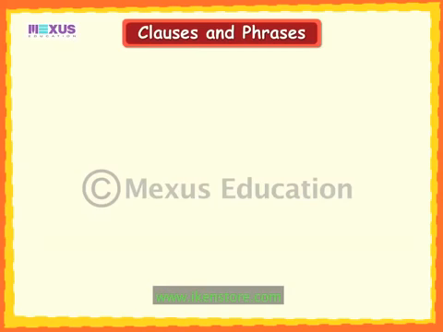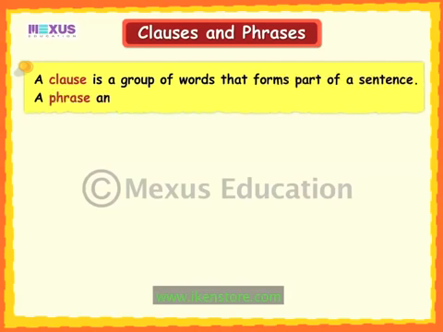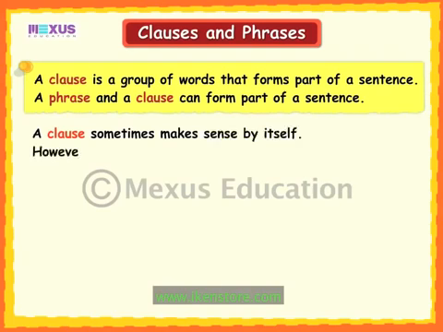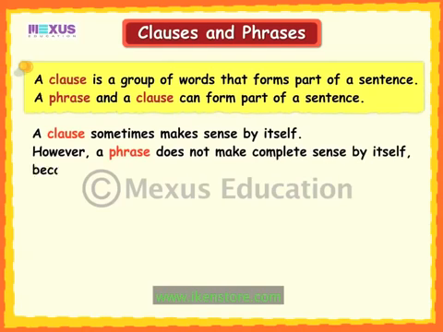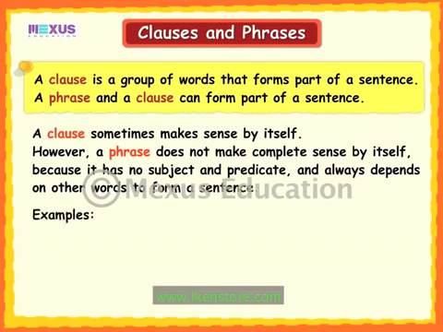So now, we have seen that a clause is a group of words that forms part of a sentence. A phrase and a clause can form part of a sentence. A clause sometimes makes complete sense by itself. However, a phrase does not make complete sense by itself because it has no subject and predicate and always depends on other words to form a sentence. Let's understand this better with examples.